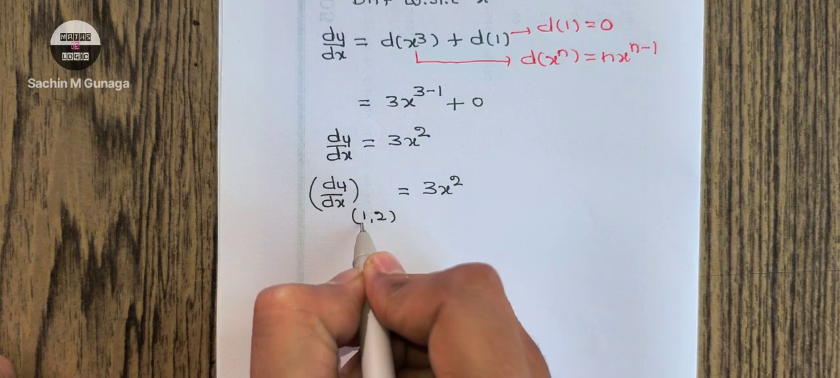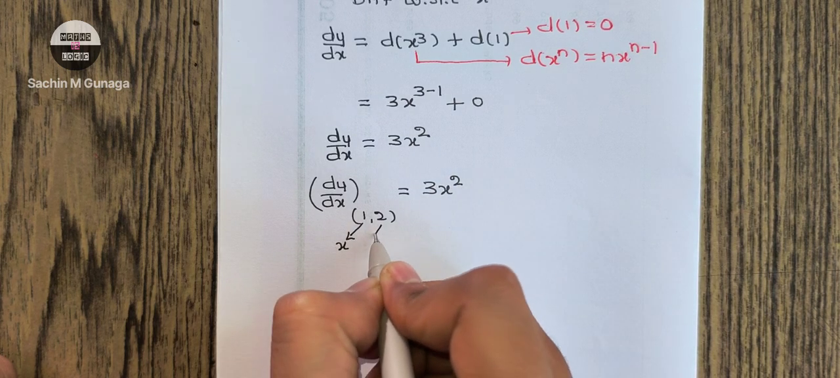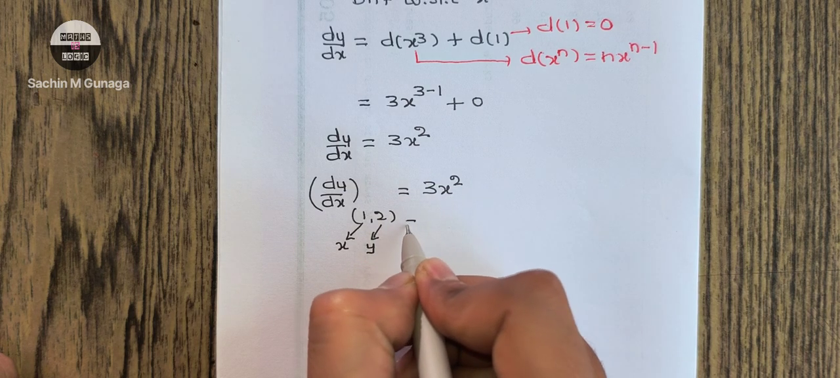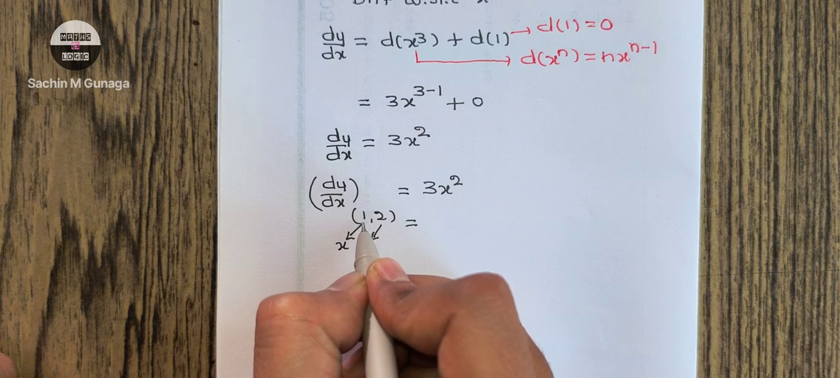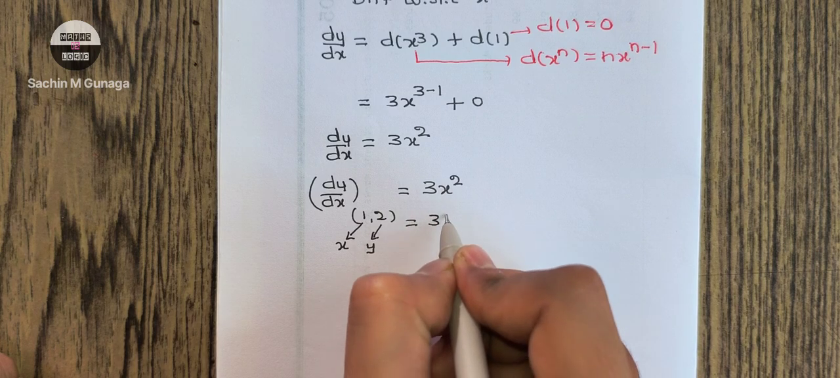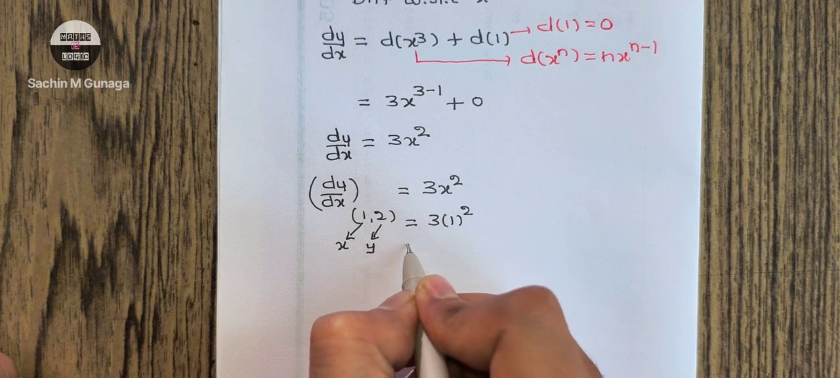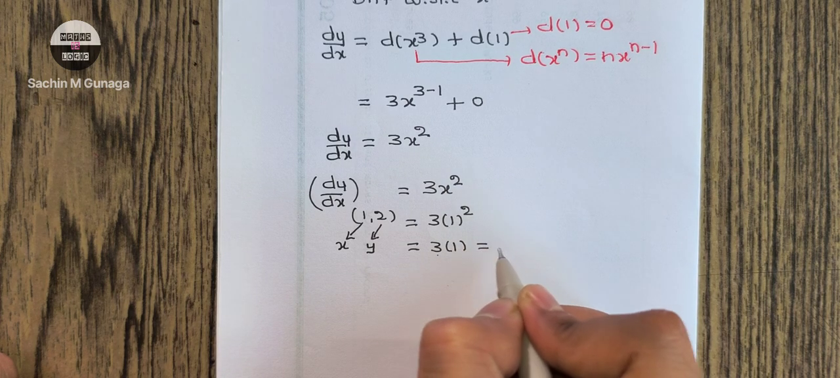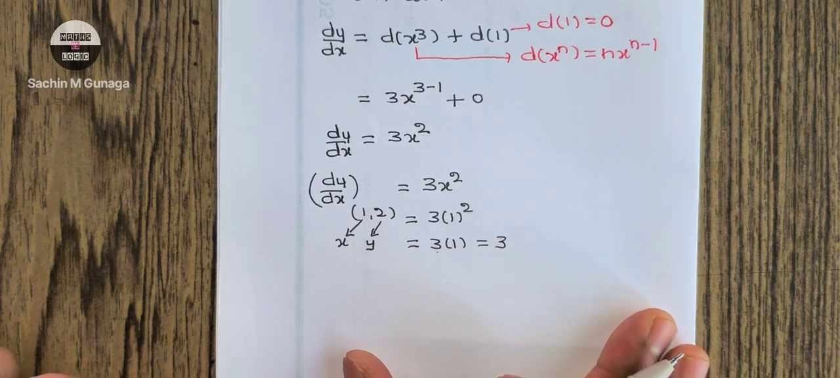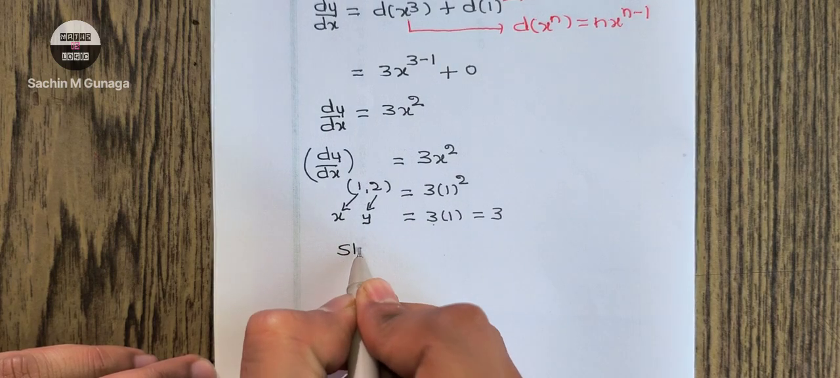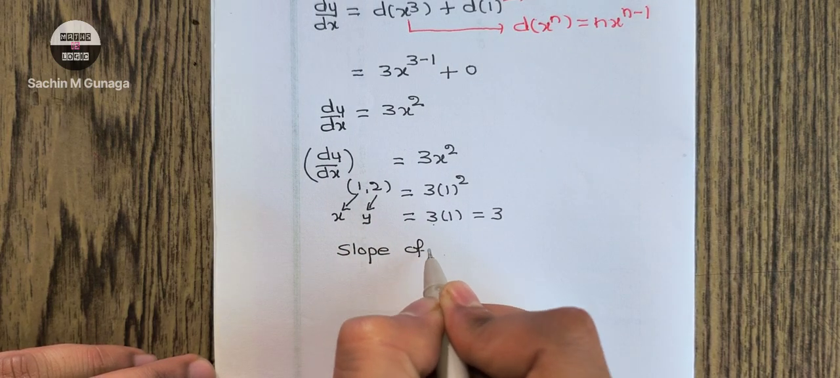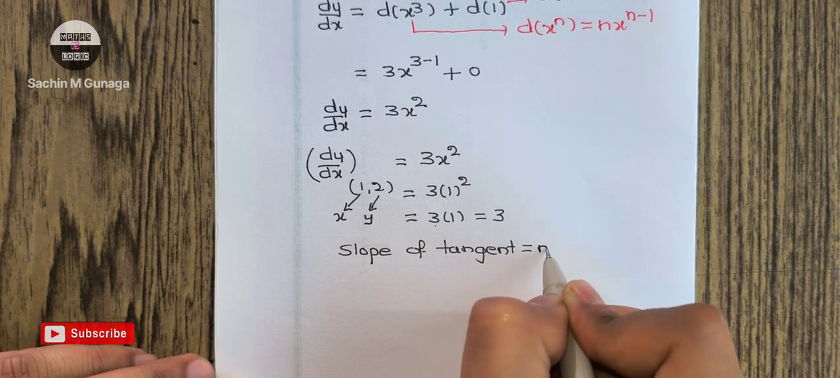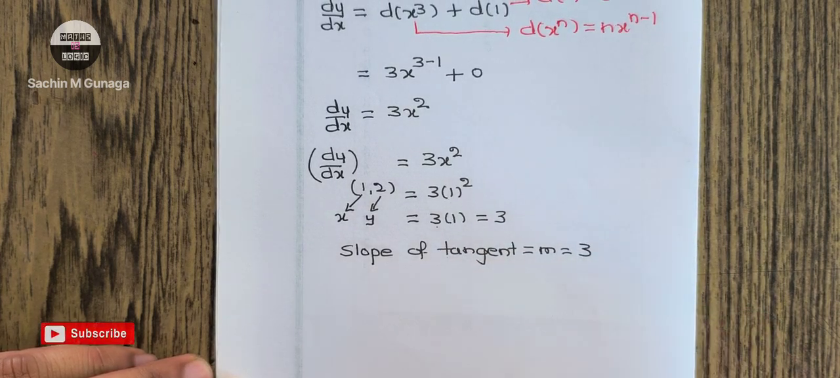Which is equal to 3x squared. Remember here the x value is 1 and the y value is 2, but here only x is there, so in place of x we need to substitute 1. Therefore it is 3 into 1 squared, which is 3 into 1, which is 3. Therefore the slope of the tangent m is equal to 3.